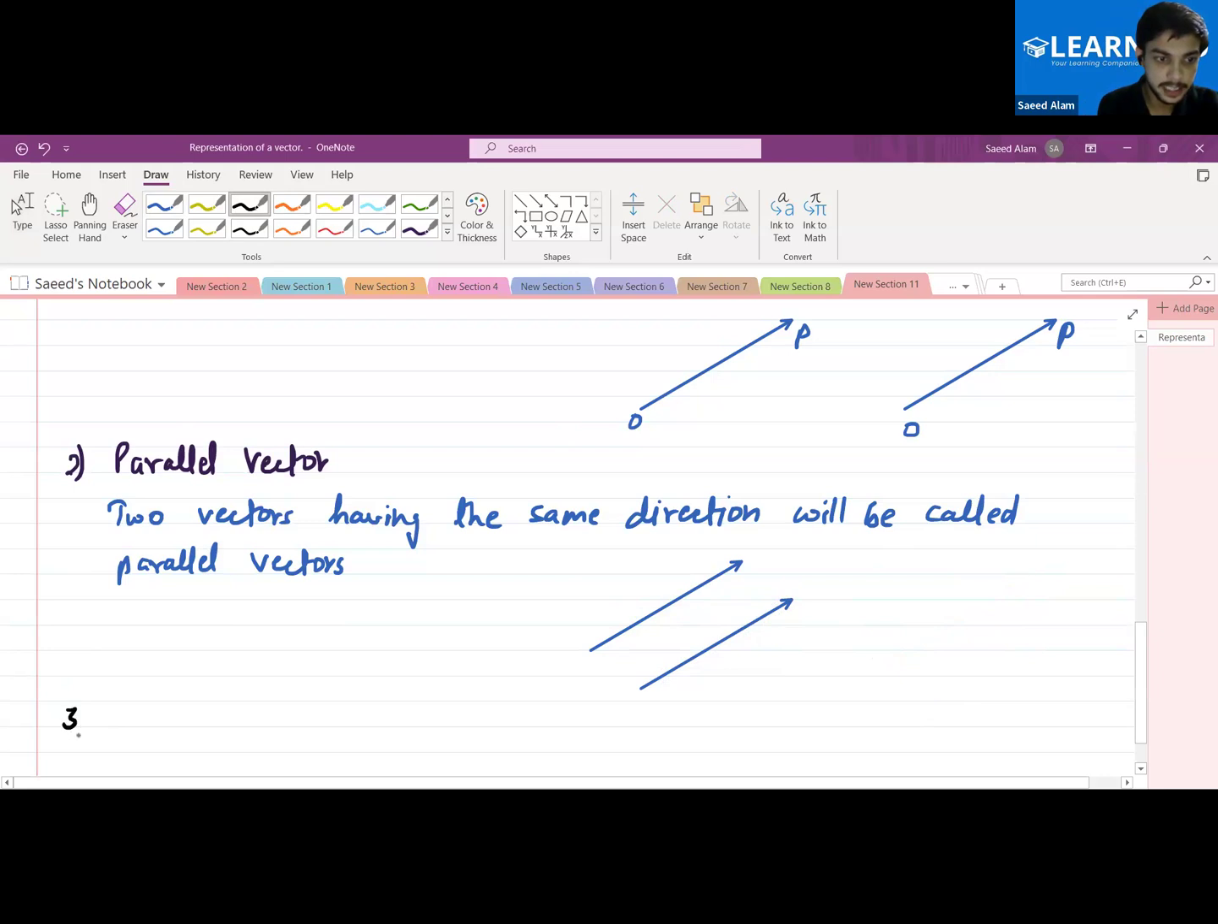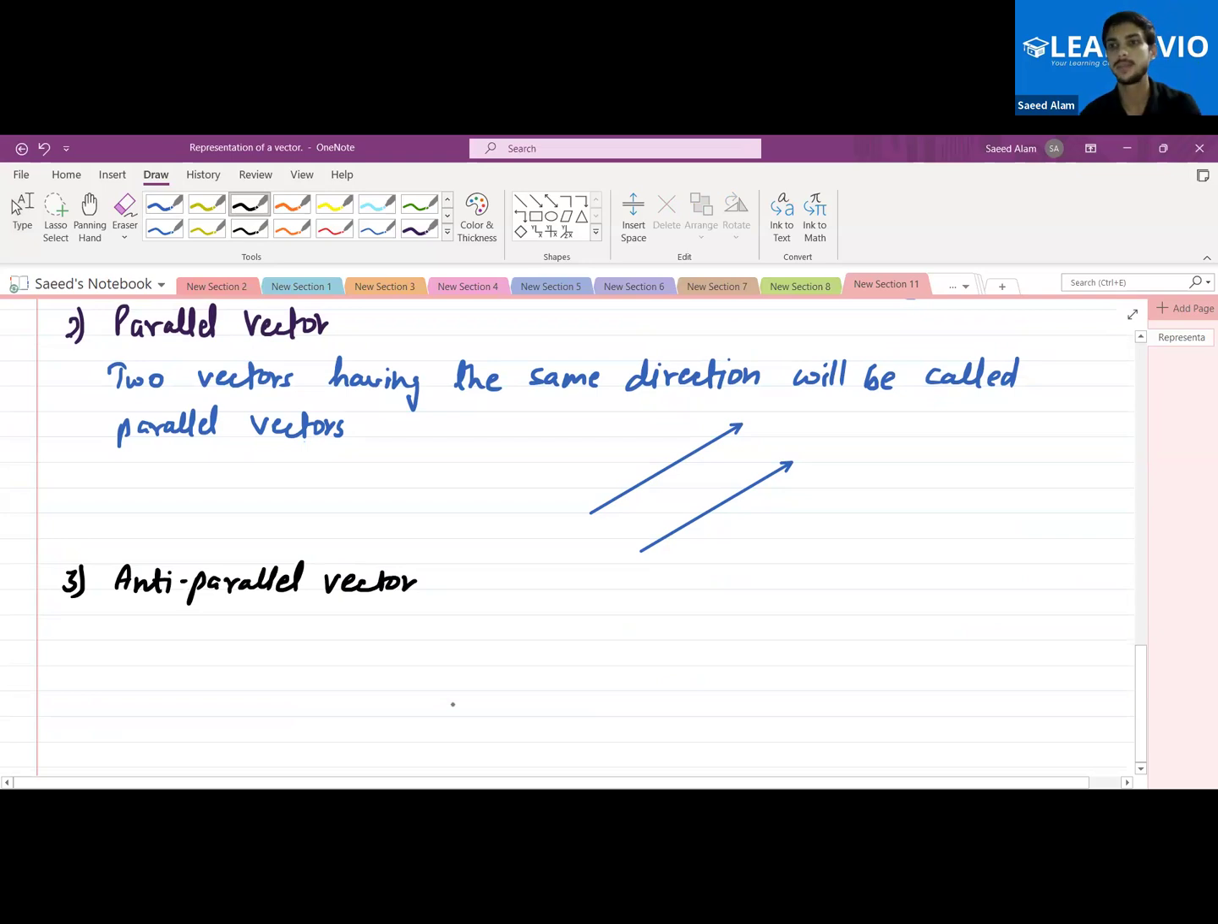The third thing that we used to see is the anti-parallel vector. What do we mean from this? This is something we can understand from the name only. Anti-parallel means they are parallel but pointing towards the opposite direction. In that case also the two lines will remain parallel, but as they are pointing opposite to each other, that's why they will be called anti-parallel vectors.